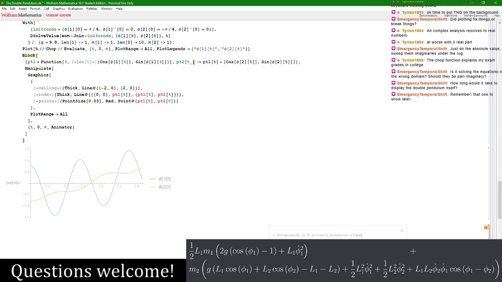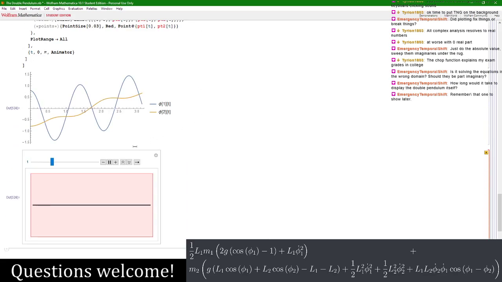t, and then, no, that's not what I wanted. And then pt2 is also a function of t. Oh, it didn't not run. It just didn't show us anything.